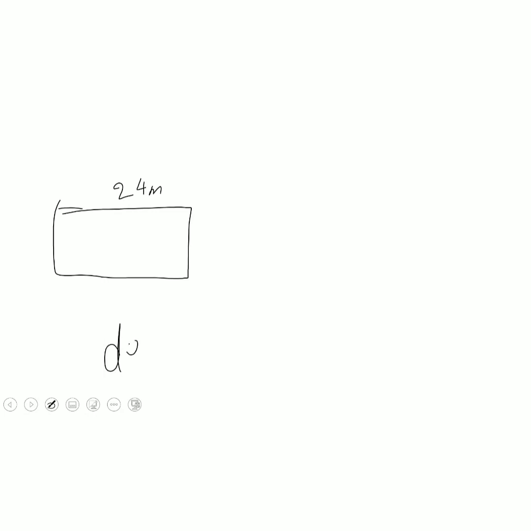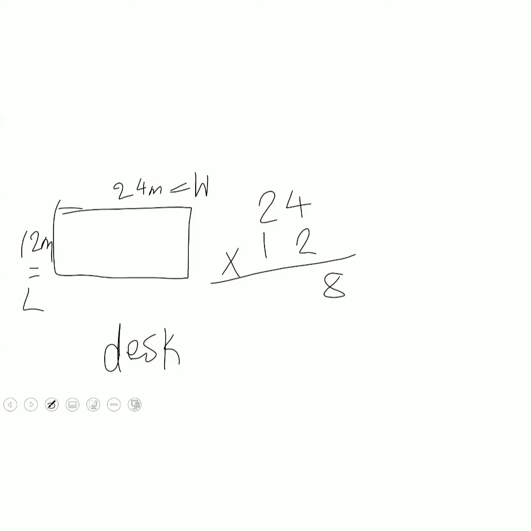And how about our length? So our width is 24 meters. Our length could be 12 meters. Now, first you're going to have to multiply these two. And remember, multiplying your width times length, length times width. Your formula, 24 times 12. 2 times 4, 8. 2 times 2, 4.